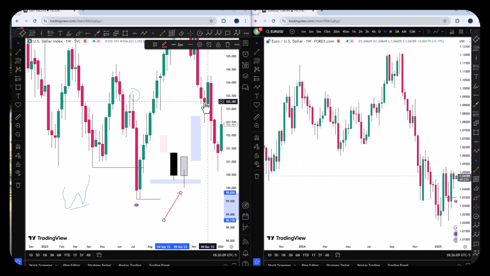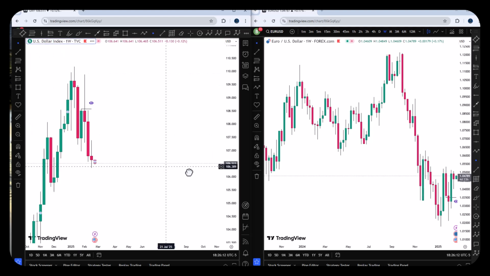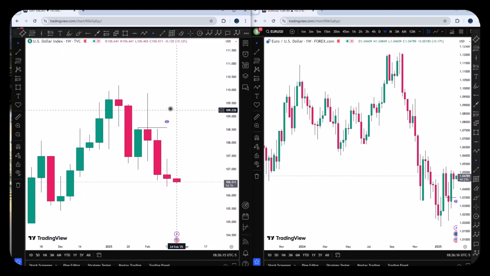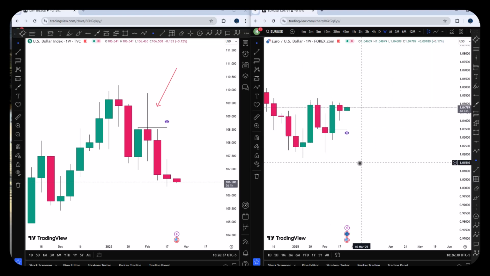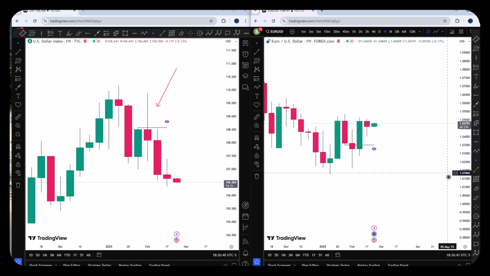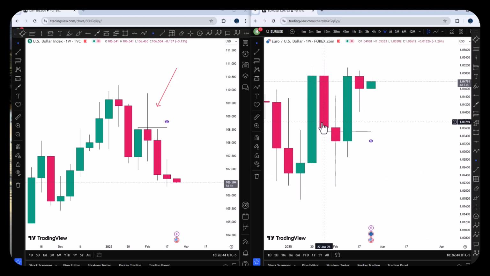Another scenario is here. You can see here the dollar index did not close above. It just manipulated. As you can see, perfect manipulation to the downside. But if you check here on Euro USD, you can see that the candle has closed below this candle. This bearish candle you see here has closed below the low of this bullish candle.